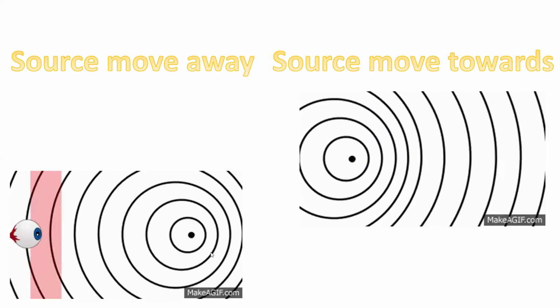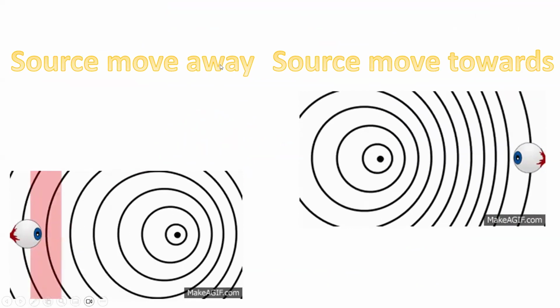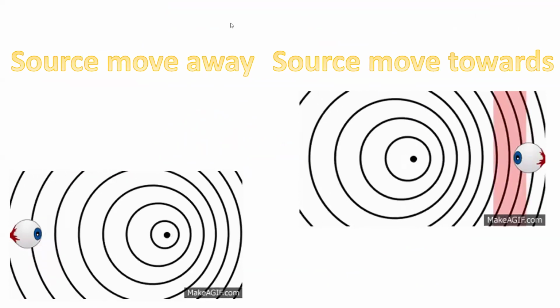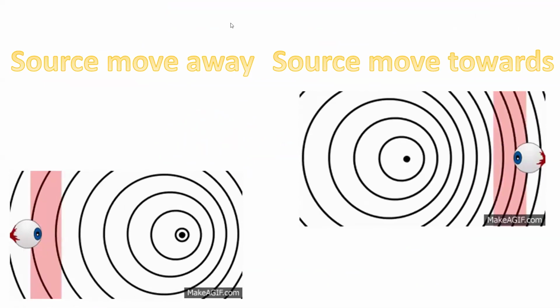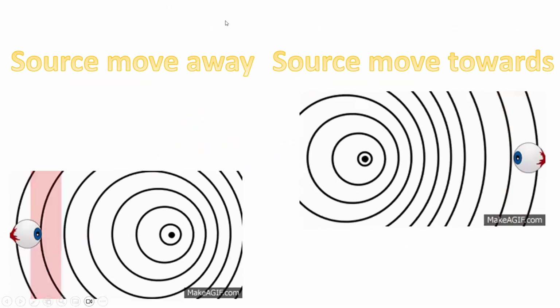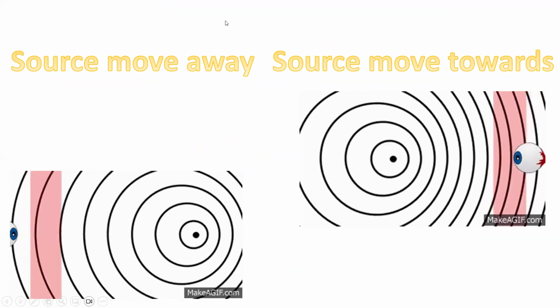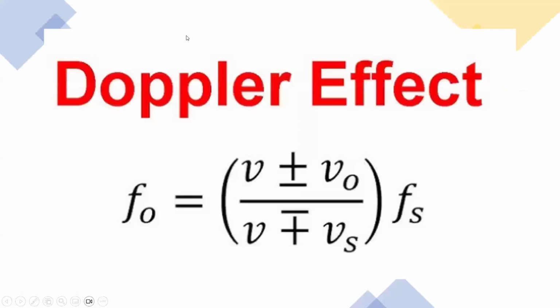as a source moves away, the number of waves which are received will be lower and the wavelength will be higher. If it moves towards, the wavelength will decrease and the frequency will increase. Now, this is the formula for the Doppler effect. Why is it written plus minus? And how to know when you will use a positive sign and when you will use a negative sign.